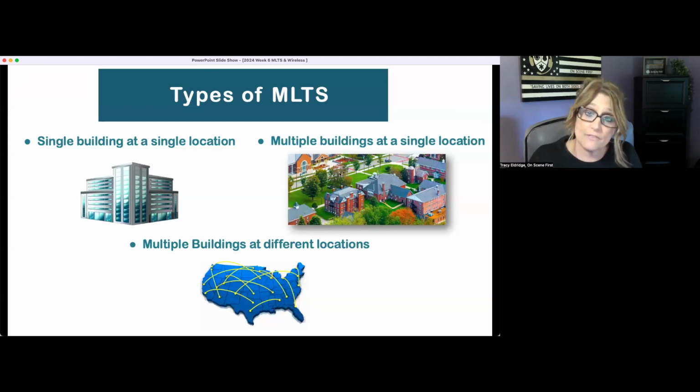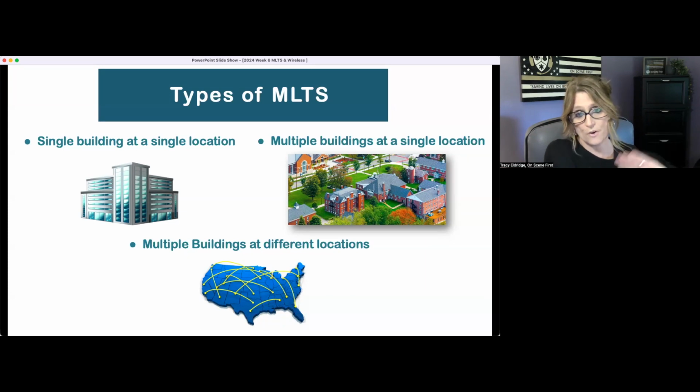The different types of MLTSs. There are single buildings at a single location. So this could be like an office building, maybe even your police department. It could be, say, a hospital facility, a high school, an elementary school. But then you can also have multiple buildings at a single location.